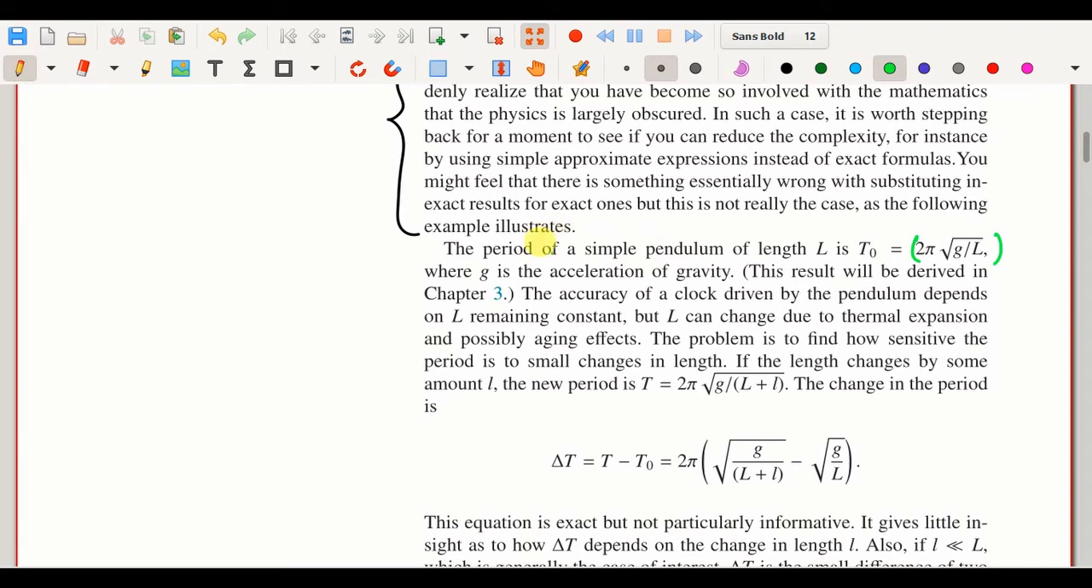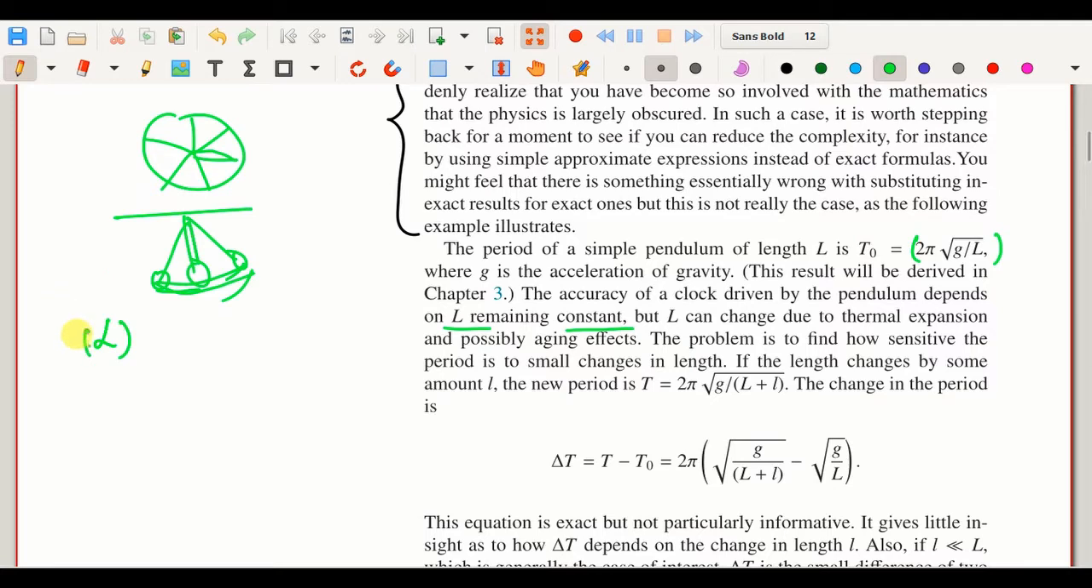Okay, the accuracy of a clock driven by a pendulum depends on L remaining constant. We are building some clocks. In our earlier period we were developing clocks based on this simple pendulum, and we analyzed our time system with the approximation that the length is not changing. Whatever the length we are using, whatever the string, maybe steel, maybe iron thread or anything, our assumption was that this length never changes. Okay, this is fine. But L can change due to thermal expansion and possibly aging effects.